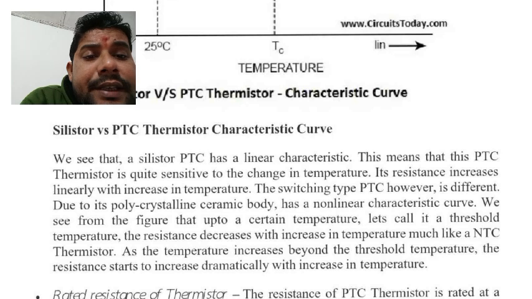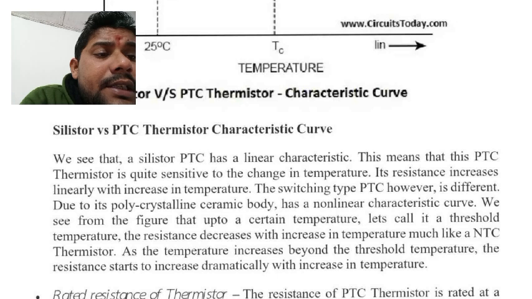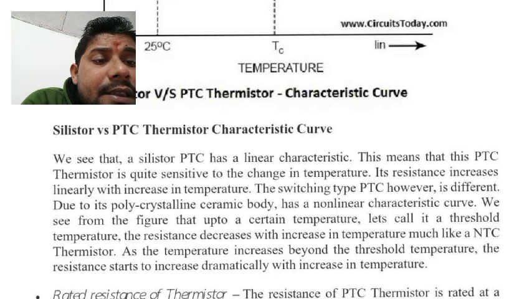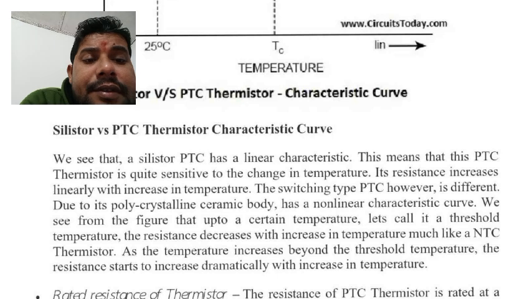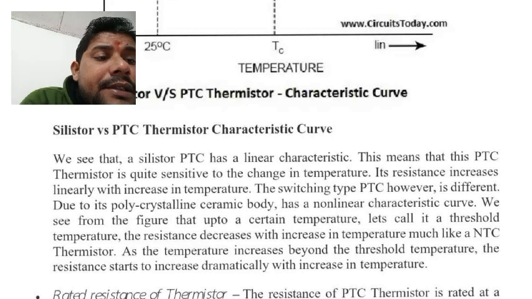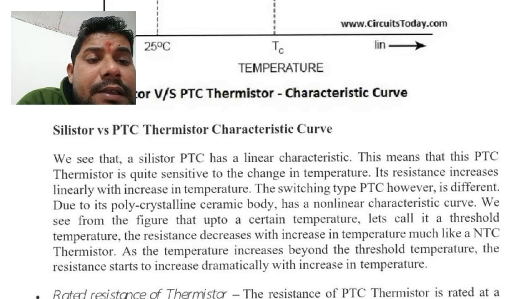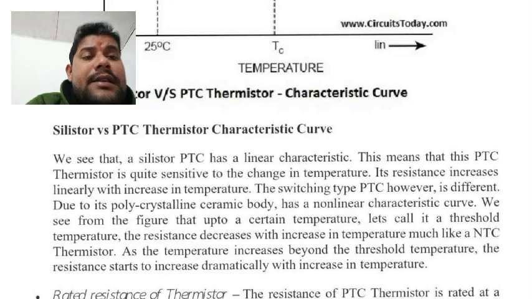So we see from the figure that up to a certain temperature, let's call it the threshold temperature, resistance decreases with increase in temperature, much like an NTC. As the temperature increases beyond the threshold temperature, the resistance starts to increase dramatically with increase in temperature.